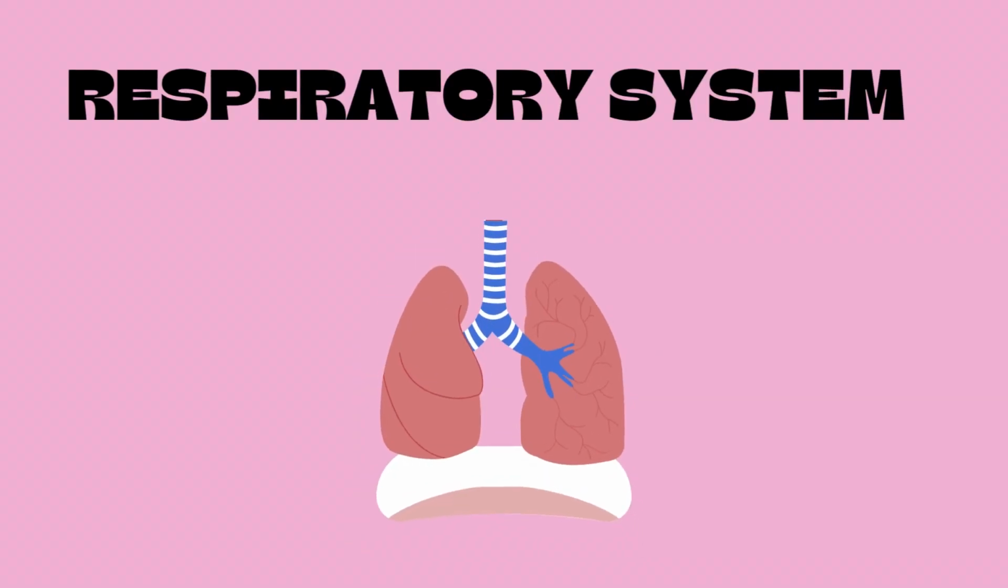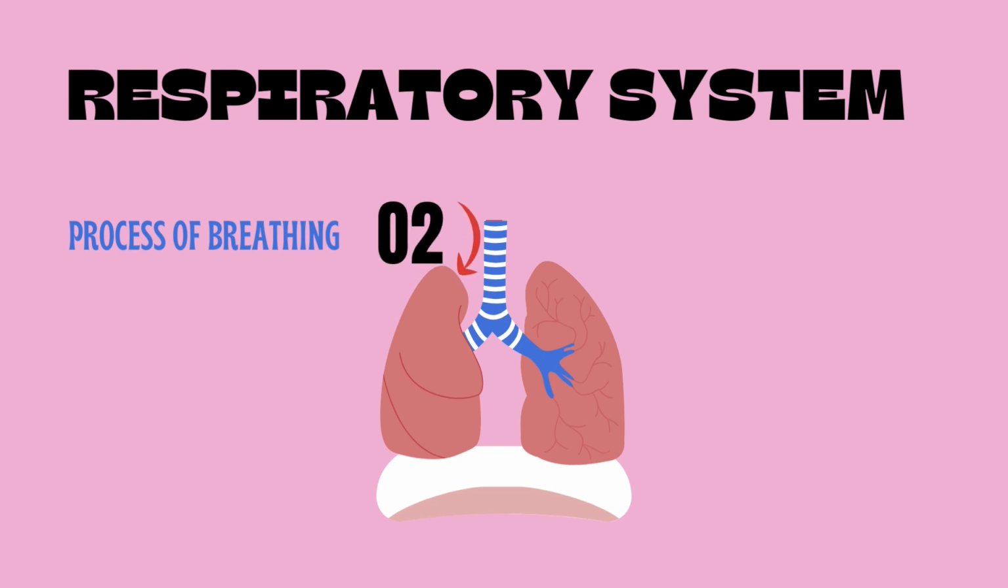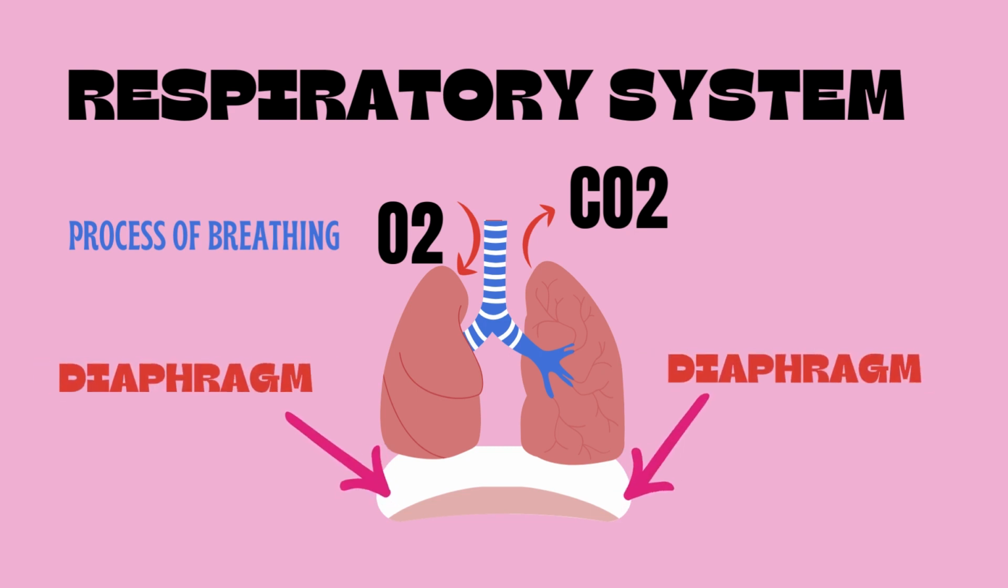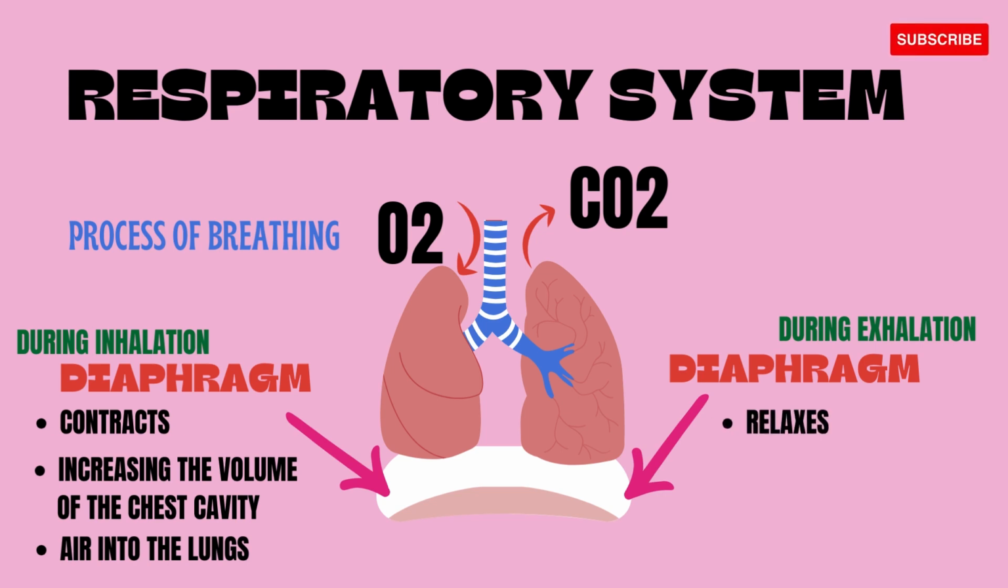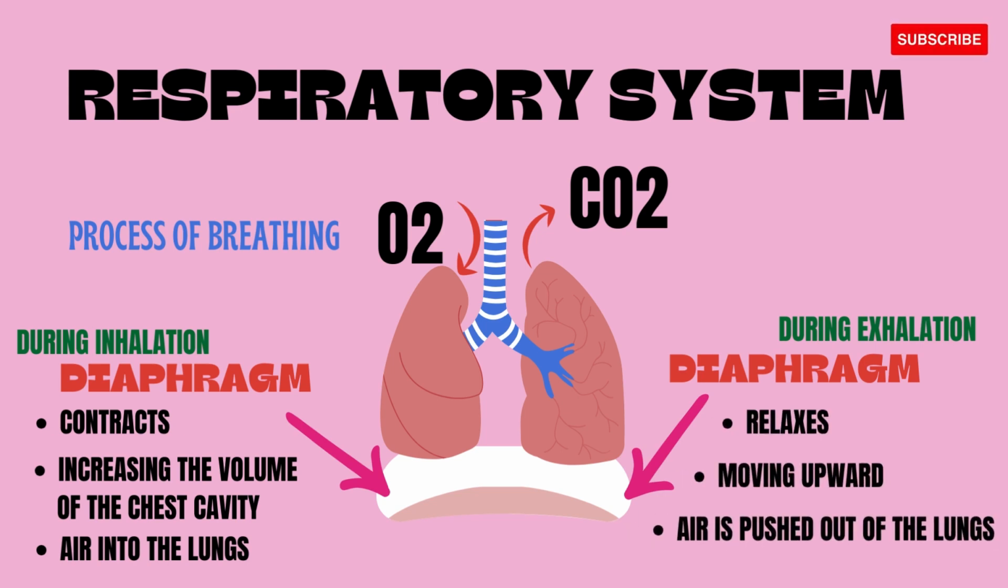The respiratory system works through a process of breathing, which involves inhaling oxygen and exhaling carbon dioxide. The process of breathing involves the diaphragm and other respiratory muscles. The diaphragm is a muscle located below the lungs and plays a crucial role in breathing. During inhalation, the diaphragm contracts, moving downward and increasing the volume of the chest cavity, which draws air into the lungs. During exhalation, the diaphragm relaxes, moving upward, and air is pushed out of the lungs.